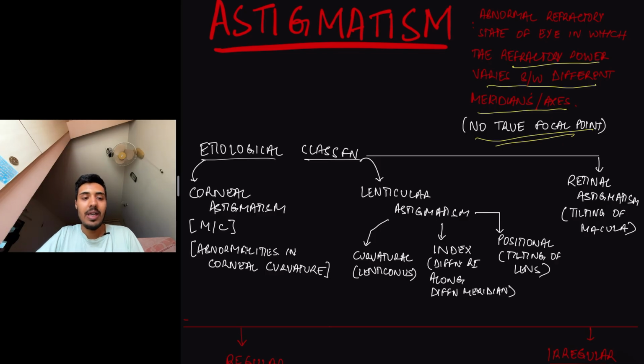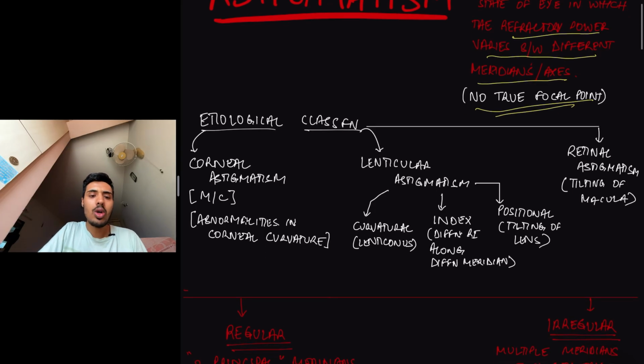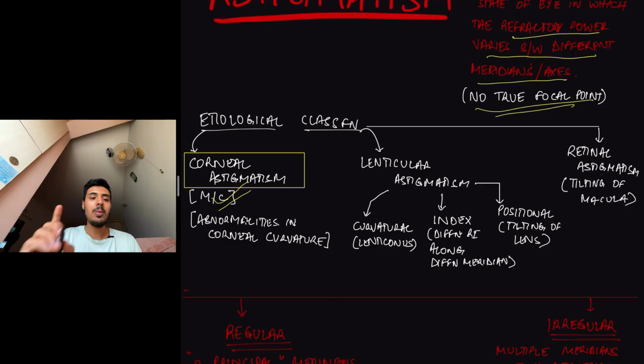So let's classify it based on the etiology. The most common type of astigmatism is corneal astigmatism, where the curvature of the cornea differs from one axis to another. The vertical curvature might be different, the horizontal curvature might be different. So that is corneal astigmatism, and most of the times when we say astigmatism, we are referring to corneal astigmatism.